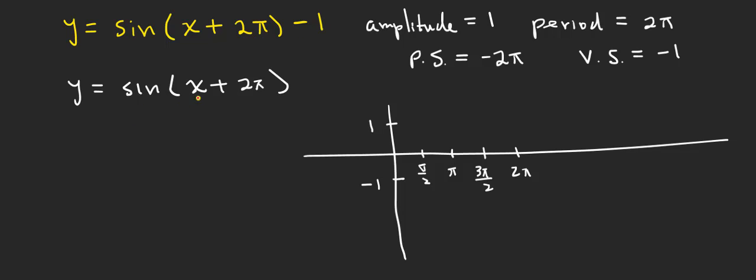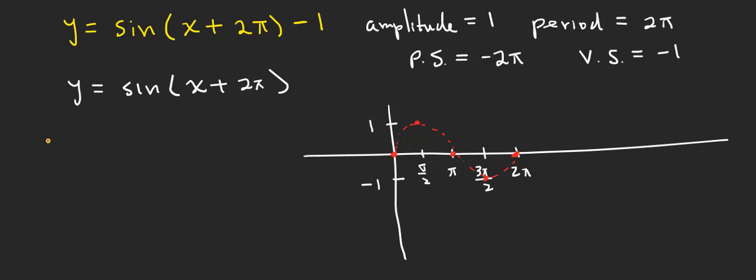Now, in order to graph sine of x plus 2 pi, you first want to sketch sine of x. So sine of x has a period of 2 pi. So that's pi over 2, pi, 3 pi over 2, and 2 pi. So you start from the middle, go top, middle, bottom, and then middle. So this graph is sine of x. However, sine of quantity x plus 2 pi will have a phase shift. Since phase shift is negative, everything is going to move to the left.